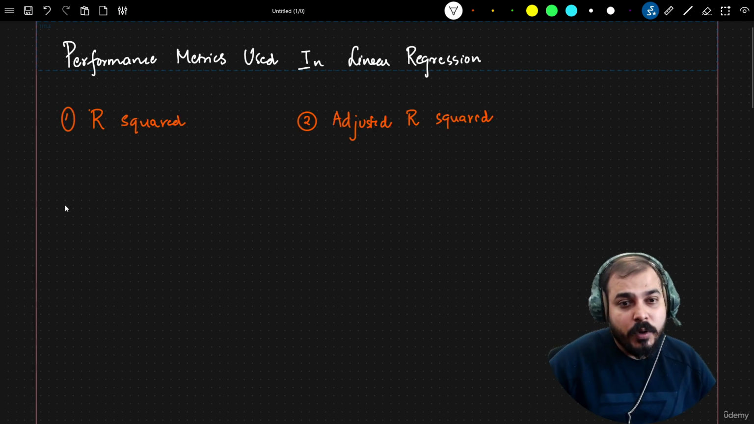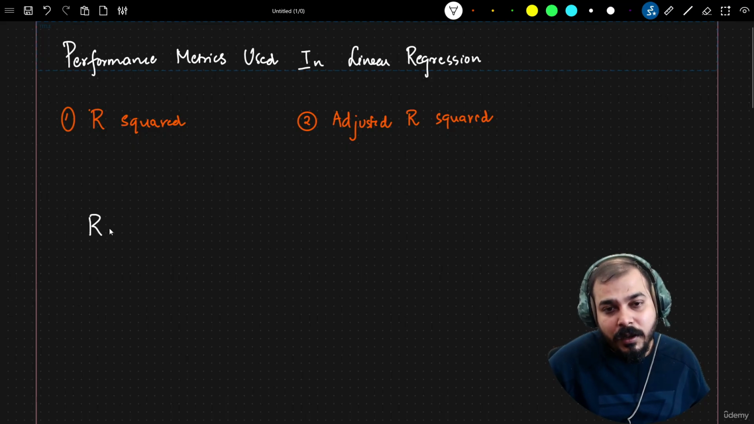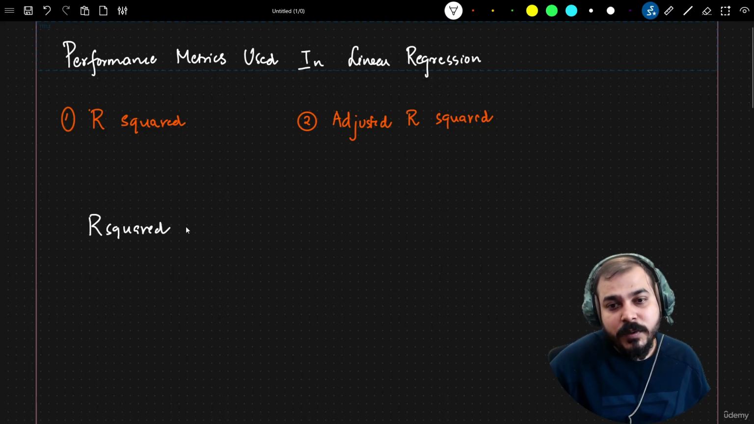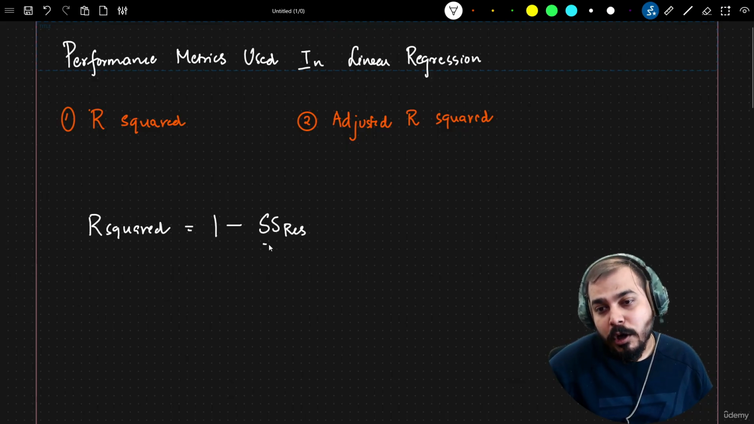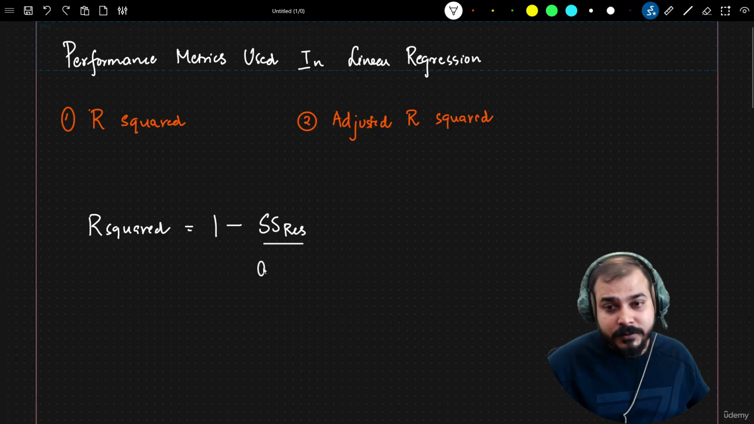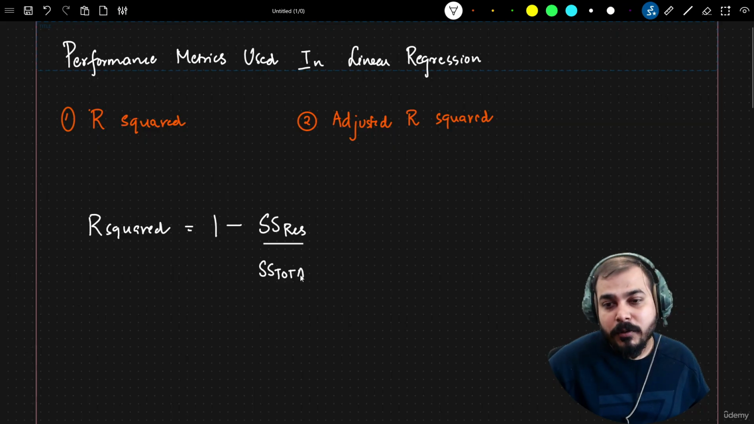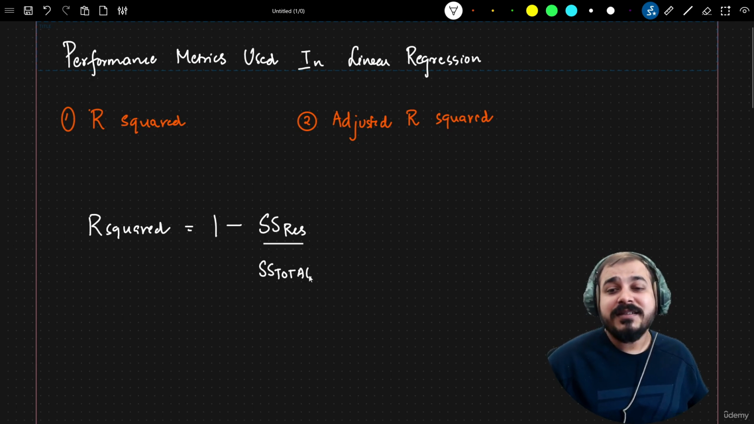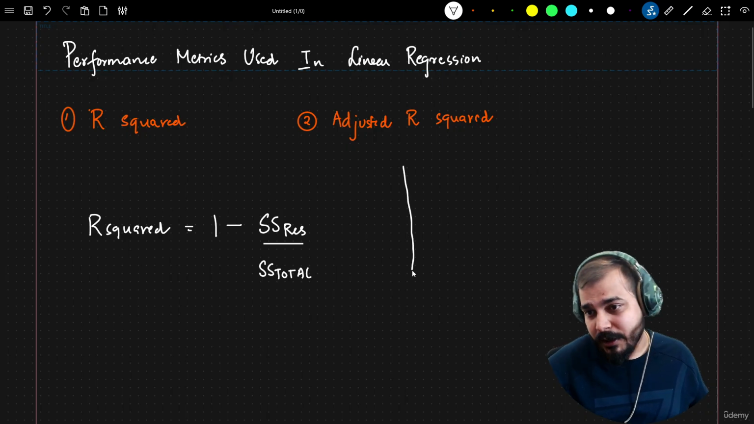First of all, let's understand R squared, which is given by a formula that looks something like this. R squared is equal to 1 minus sum of square residual. I'll talk about what this residual is, and this is divided by sum of square total. Okay, so a simple definition is that R squared is nothing but 1 minus SS residual, that is sum of squared residual, divided by sum of squared total. Now let's understand what this sum of squared residual is.